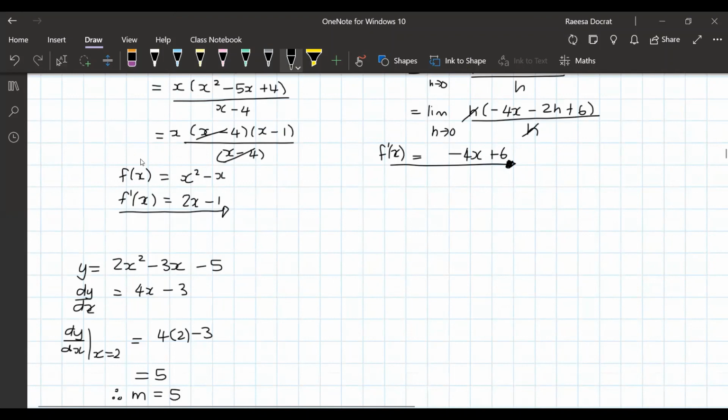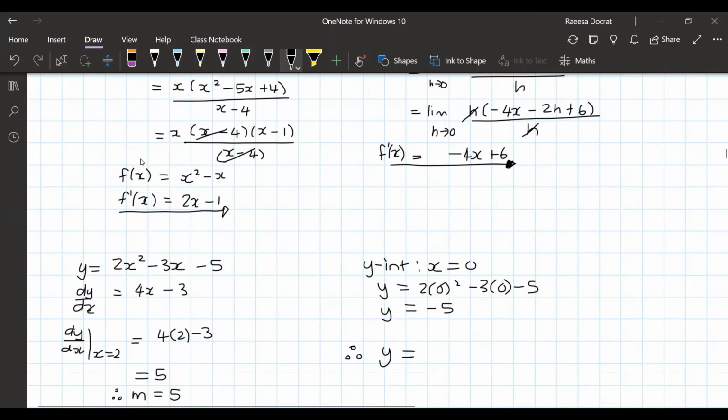This line goes through the y-intercept, so our c value is the y-intercept of the curve. For the y-intercept of the graph, we make x equal to 0. So we have y is equal to 2 times 0 squared minus 3 times 0 minus 5. So it is minus 5. So the y-intercept is minus 5.